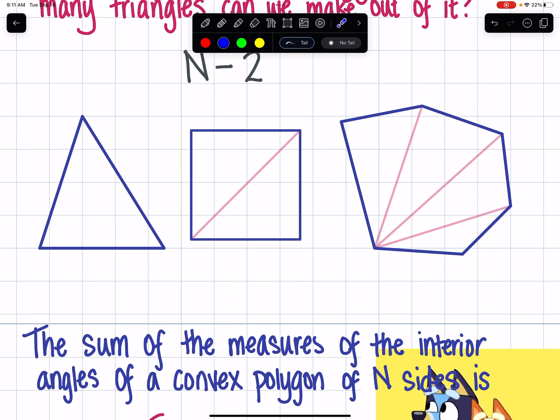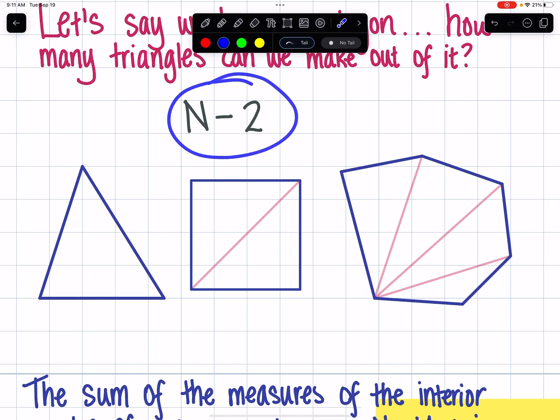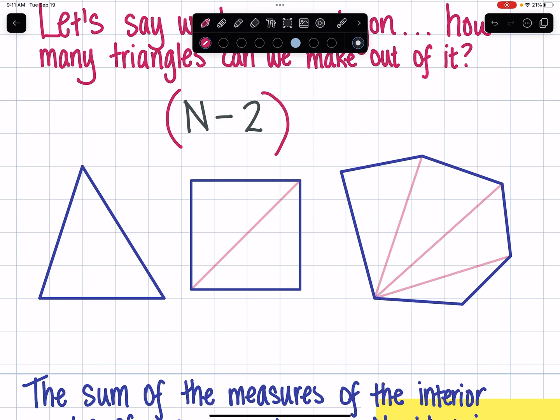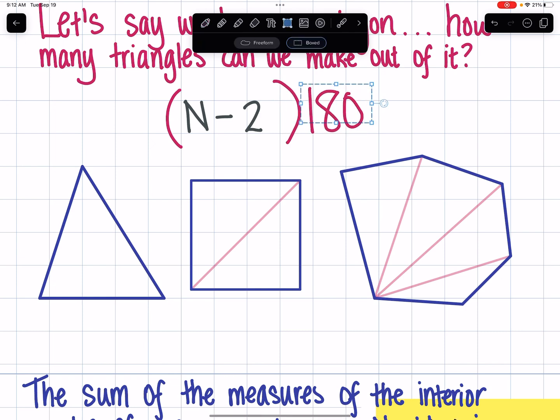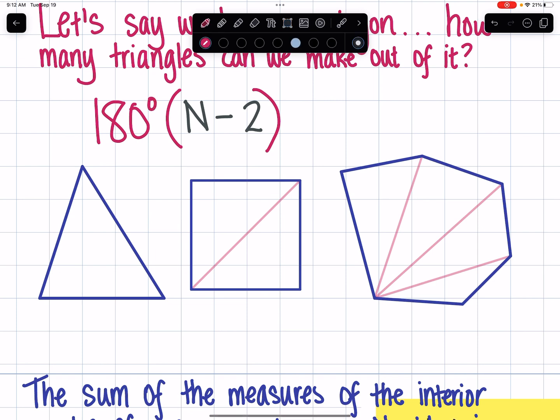And since the sum of the angles of the interior of a triangle is 180 degrees, you can also use this formula to figure out how many degrees are going to be inside any shape, because this is the number of triangles you can make. So if you multiply the number of triangles you can make times 180, I like it better when the 180 is on the other side. Let's put it over here. 180 degrees times n minus 2.